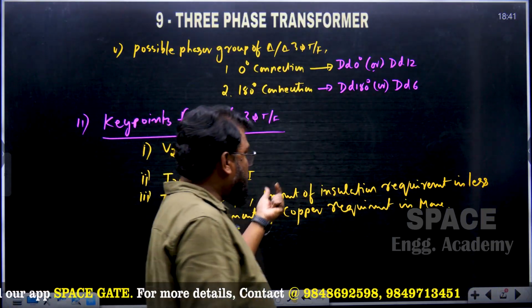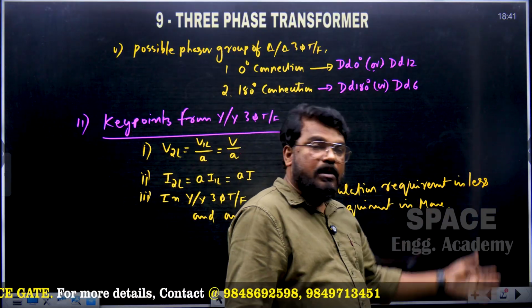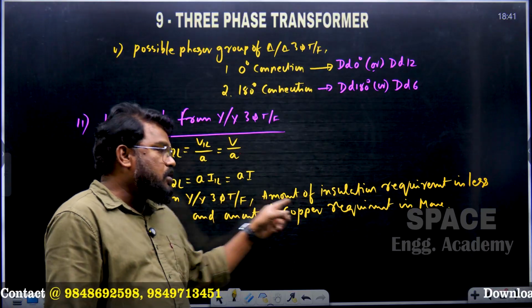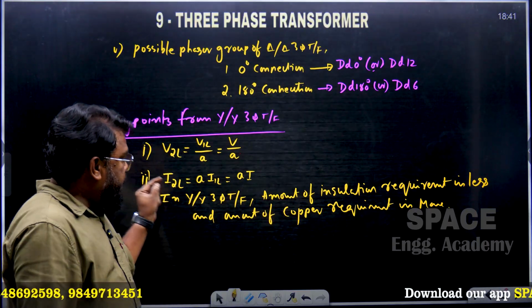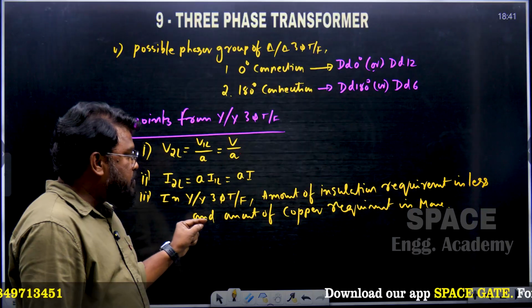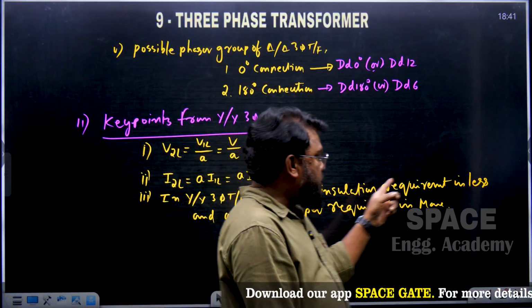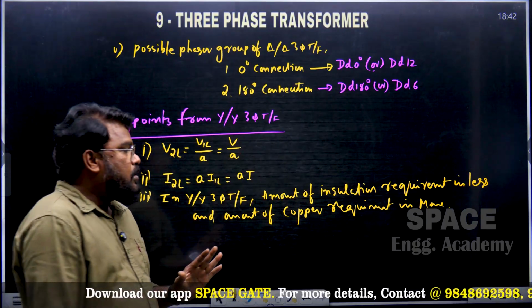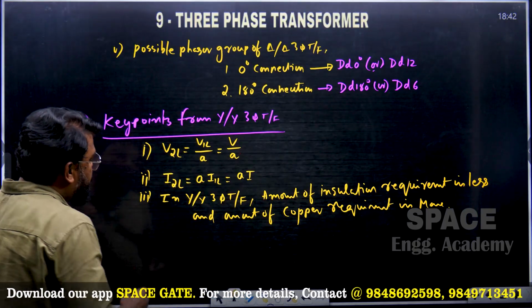The amount of phase voltages are less than 1/√3 times the line voltage in star. అదే కరెంట్స్కి వచ్చే వరకు phase currents are equal to line current. That's why in delta in star 3-phase transformer, the amount of insulation requirement is less and the amount of copper requirement is more. మరి ఎకనామికల్గా ఈ ట్రాన్స్ఫార్మర్ని ఎక్కడ వాడతాం?